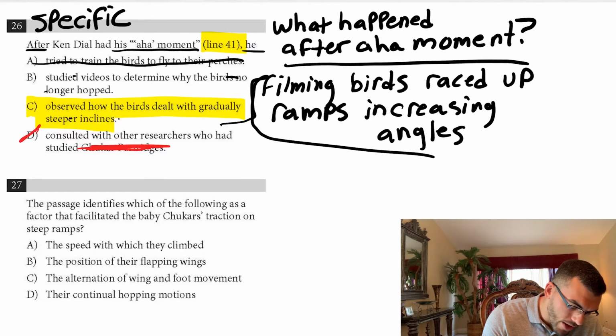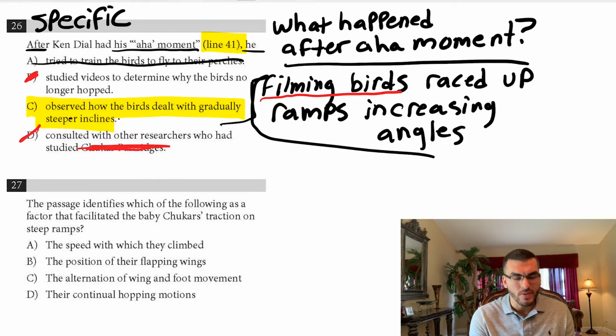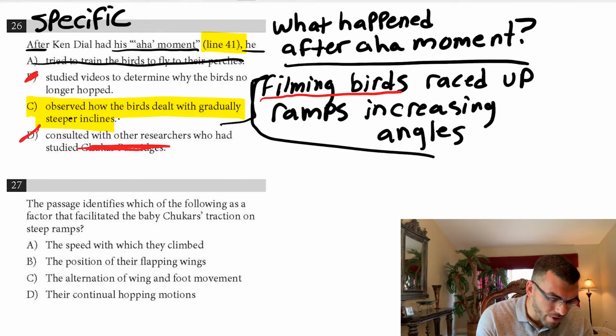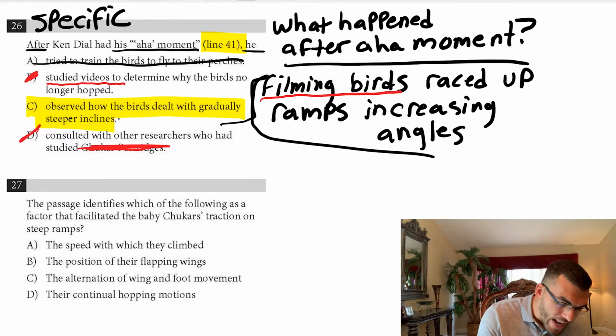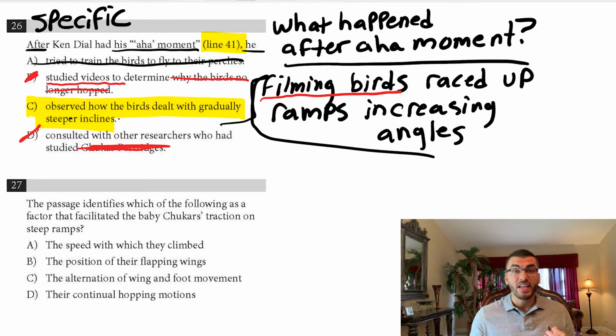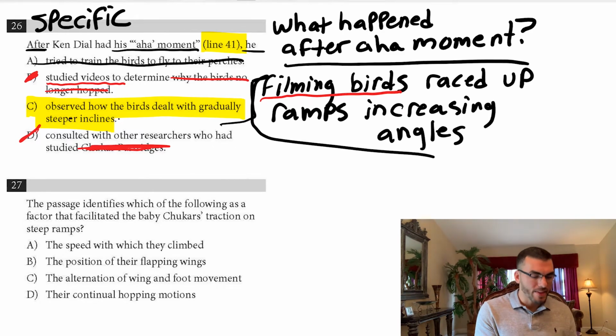Look at B. B is another perfect trap answer, similar to choice D. Studied videos. Well, gee, filming birds is kind of like studying videos, right? We always justify that in our head. You could make that argument, but he was filming the birds, or studying the videos of the birds racing up ramps, not why the birds no longer hopped. So again, if you're not slowing down and pacing yourself, you say, wait, I remember filming birds, studying videos. Yeah, that's got to be the right answer. You've got to make sure the entire answer choice is fully supported by the passage. Choice C is fully supported by the passage.